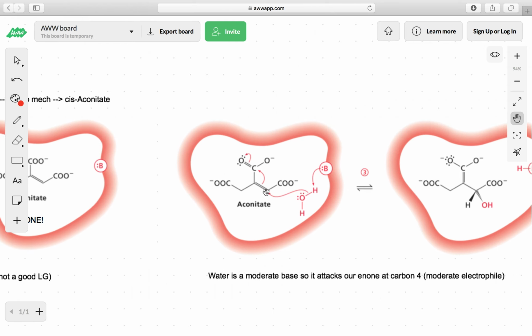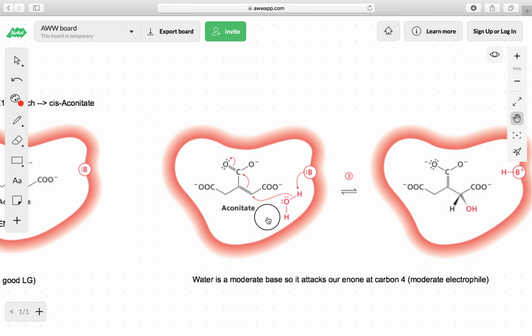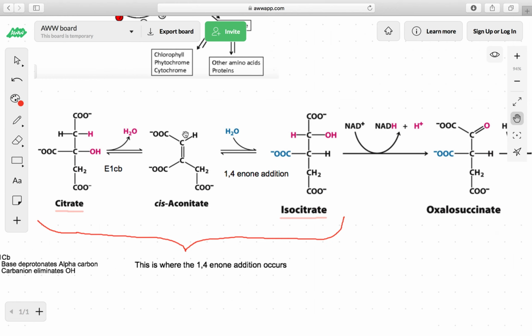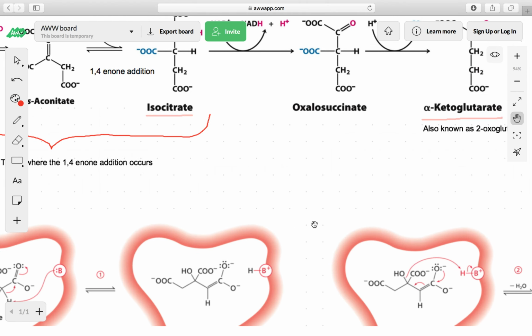So now we have our aconitate, and we need to somehow convert it to our isocitrate, right? So we formed this through E1cB. Now we need to get this somehow. We need to add an OH back in. So we're doing some form of nucleophilic addition. Well, if you look at it, we have an alkene, and right next to it is basically similar to a ketone, but it's a carboxylic acid. So this can be thought of as an enone. And we can do a nucleophilic 1,4 addition with water to our enone to form our isocitrate. So let's see how that happens.